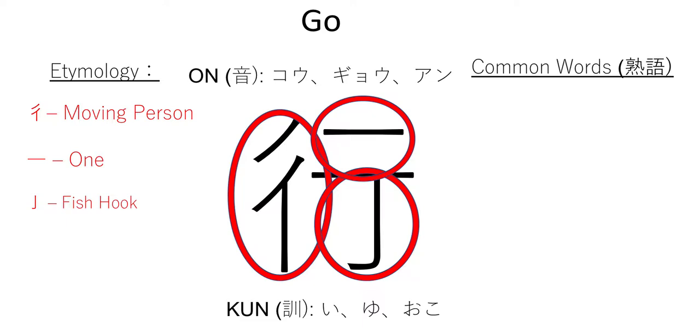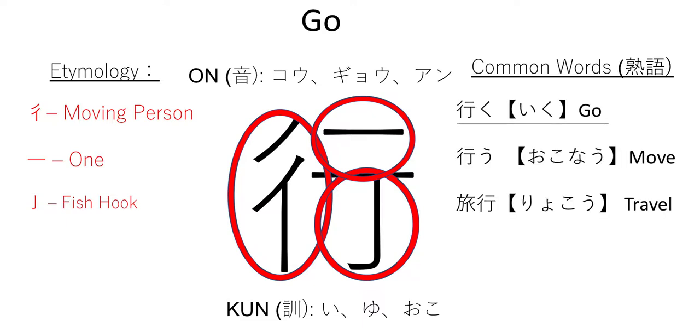Now let's look at some common words. The first common word I want you to see is with the I for the kun reading. That's iku, as in to go, which is the most commonly used verb ever outside of suru. The next one here is okonau. Okonau is to move. So we have a moving person. A person is going or person is moving.